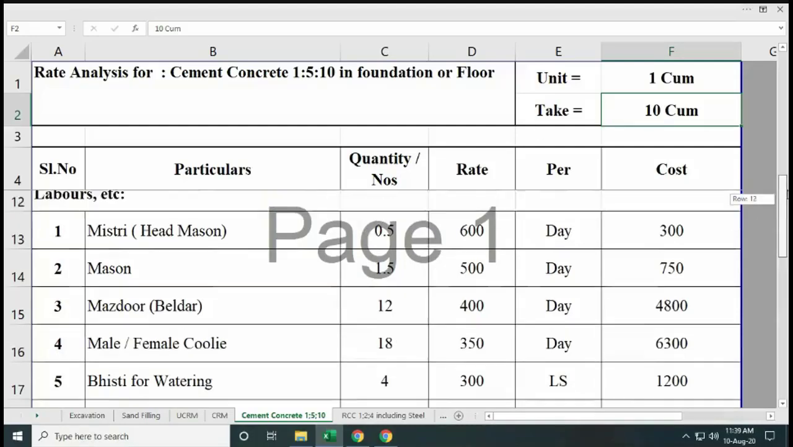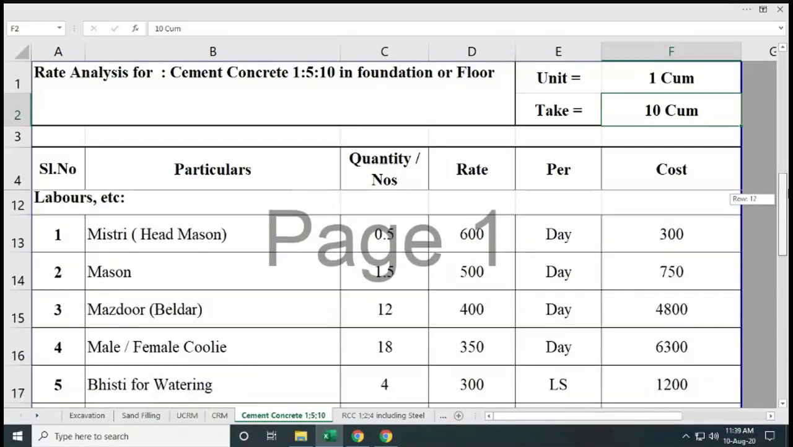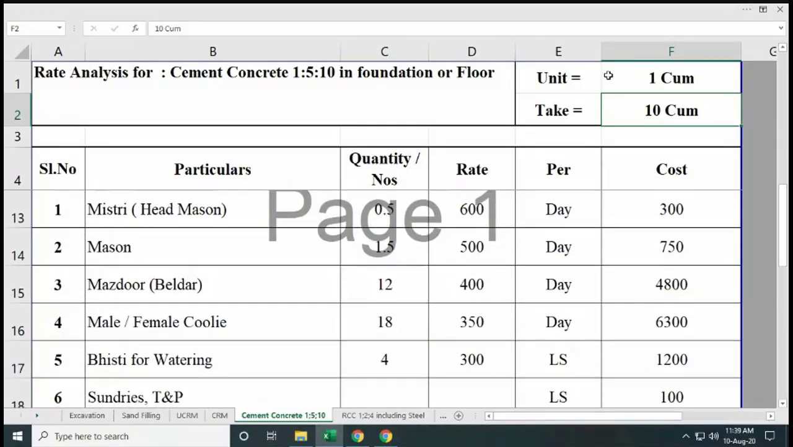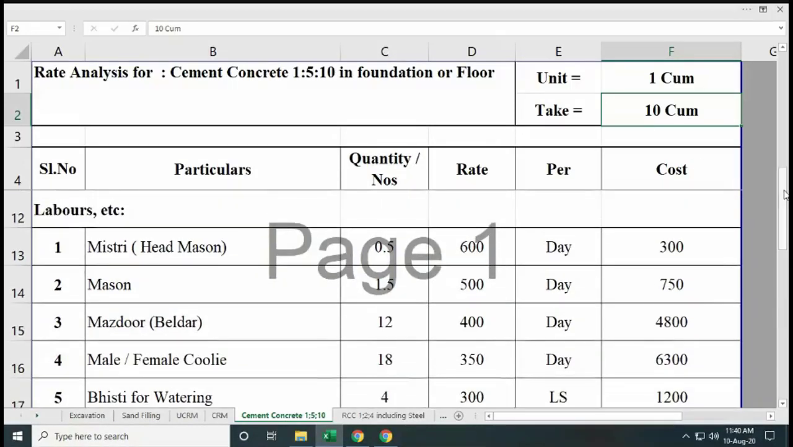Another question students usually ask is, why is the unit not 1 cubic meter? Why are we doing it for 10 cubic meters, or in the previous case 100 cubic meters? For example, for 10 cubic meters I have taken this number as 0.5. If I take it for 1 cubic meter, hardly this number is required, so it will be 0.00 something 5. Here for 10 cubic meters, 1.5 numbers are required.